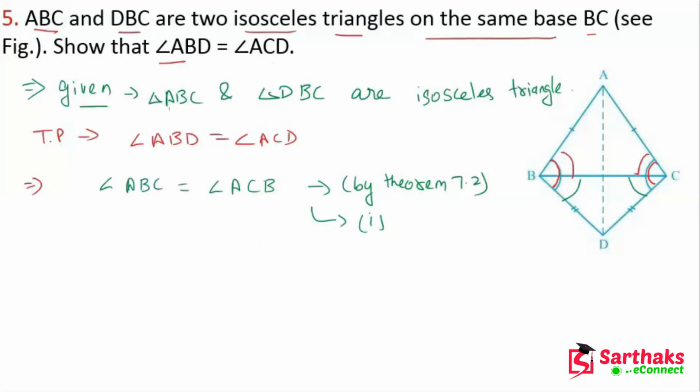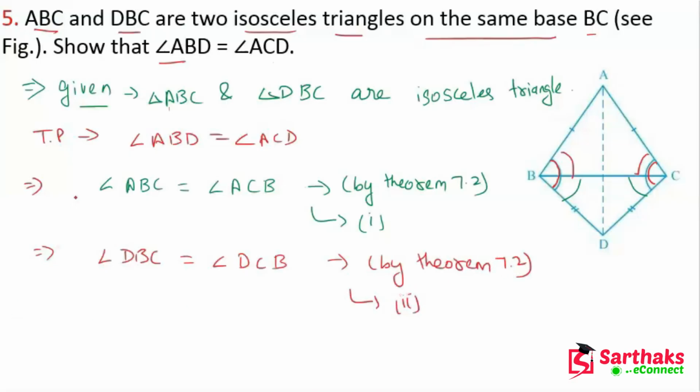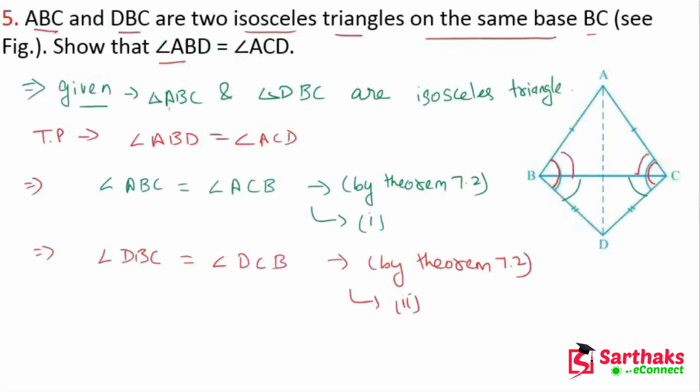And similarly, angle DBC is equal to angle DCB. Again, this is by theorem 7.2 and this is equation number 2. Now we are adding these equations. Now add equation 1 and equation 2. So here we get angle ABC plus angle DBC.